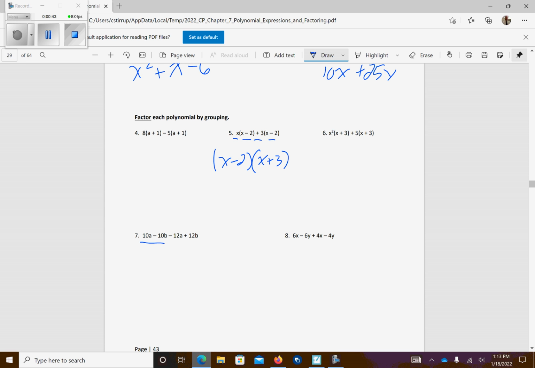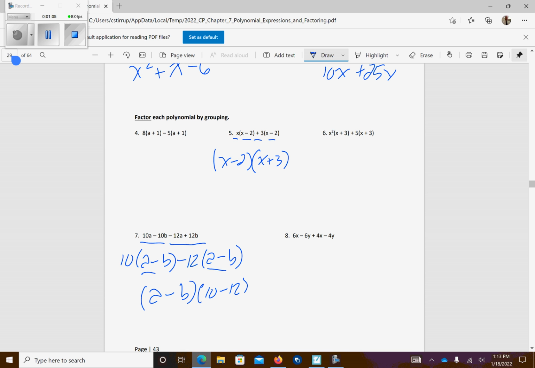Okay, on this one I'm going to take a look because I have 4 terms. I have a 10 I can take out, so that leaves me a minus b. And on this one I have a negative 12. Notice that I'm going to change signs. If I factor negative 12 out of negative 12a, it's a. Factor negative 12 out of positive 12, that gives me a negative b. These are now the same, so I get a minus b, and then 10 minus 12.